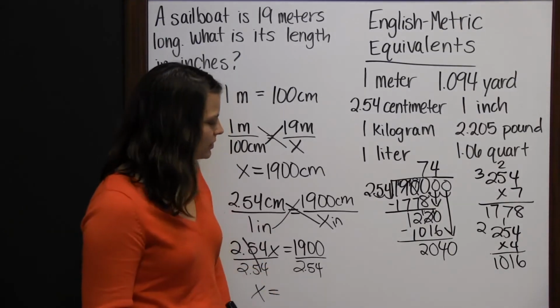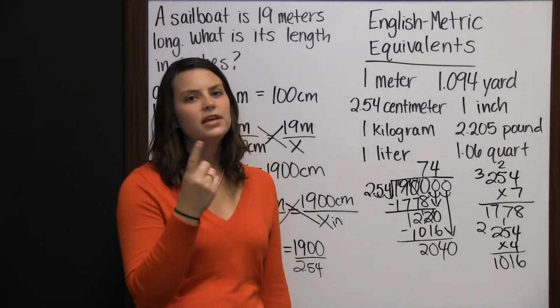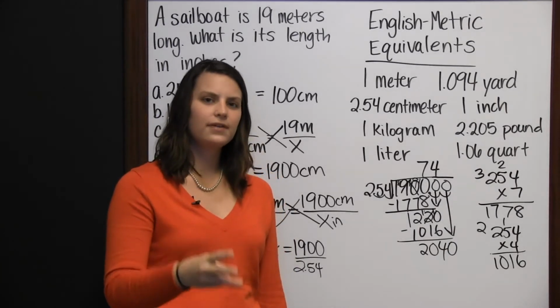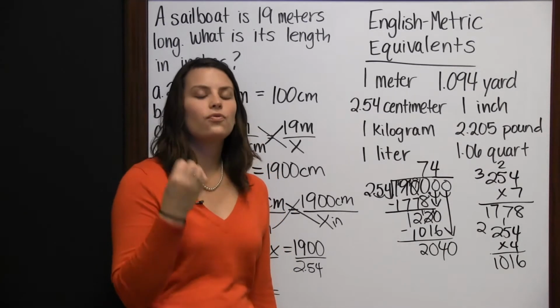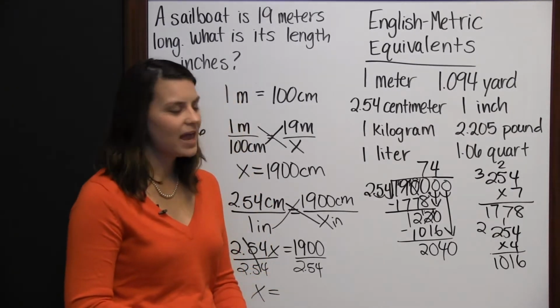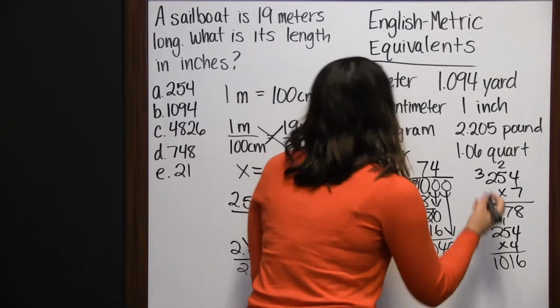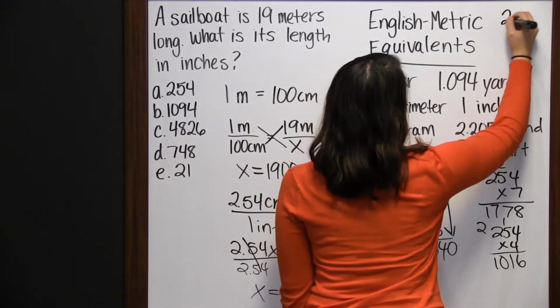So again, how many times does 250 go into 2040? So we have 250, 500, 750, 1,000. So 4 more times for 2,000. So it looks like a total of 8 times. So let's see. Let's check that. See where I have some room. We'll just do it up here.